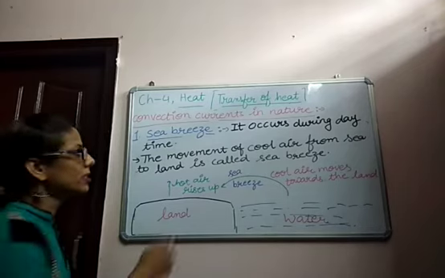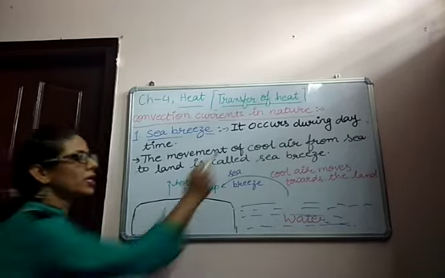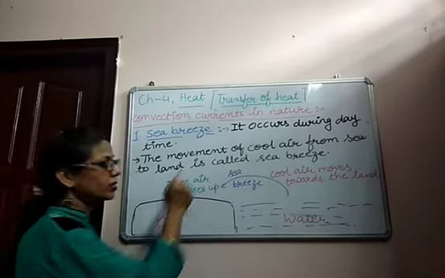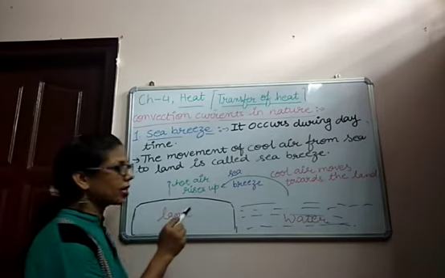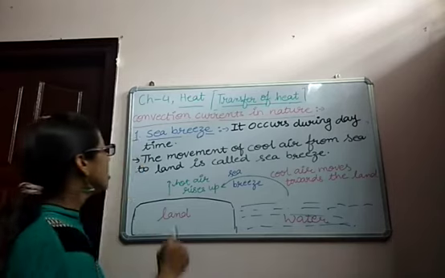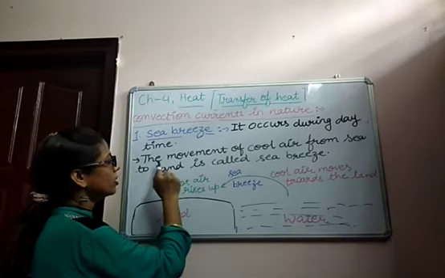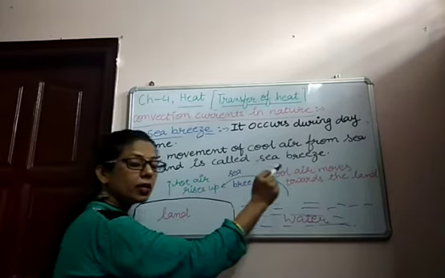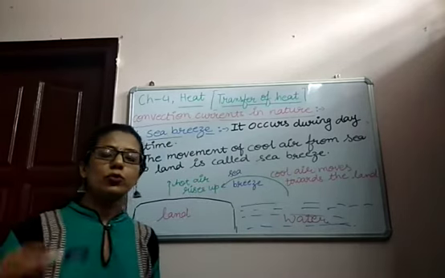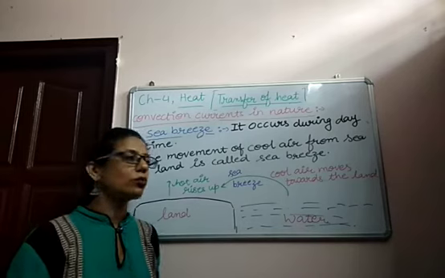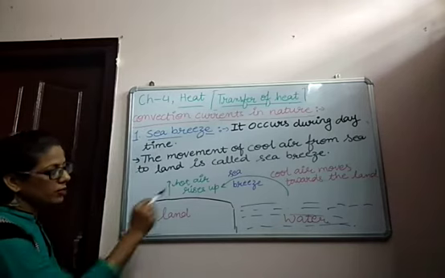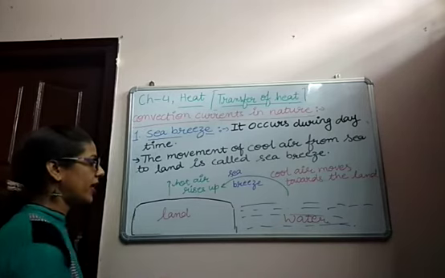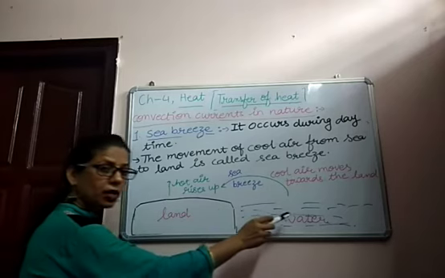Now first is sea breeze. Sea breeze occurs during daytime in coastal areas. Sea breeze means the movement of cool air from sea to land. When the cool air moves towards the land from the sea, it is known as sea breeze. We can see in the diagram, this is the land and this is the water.